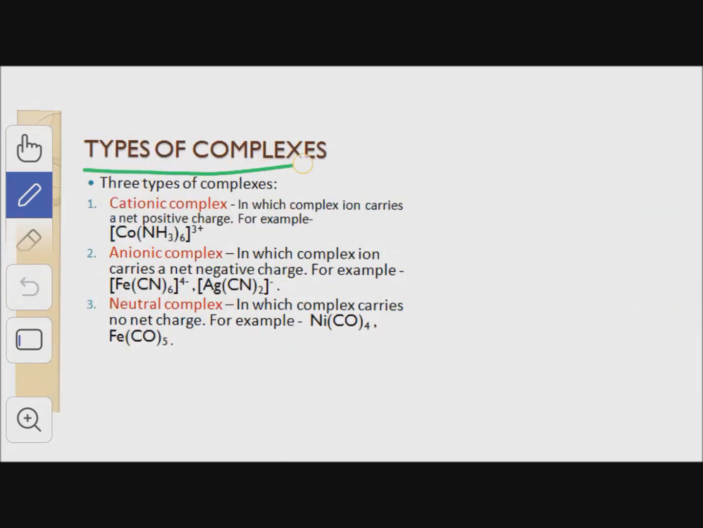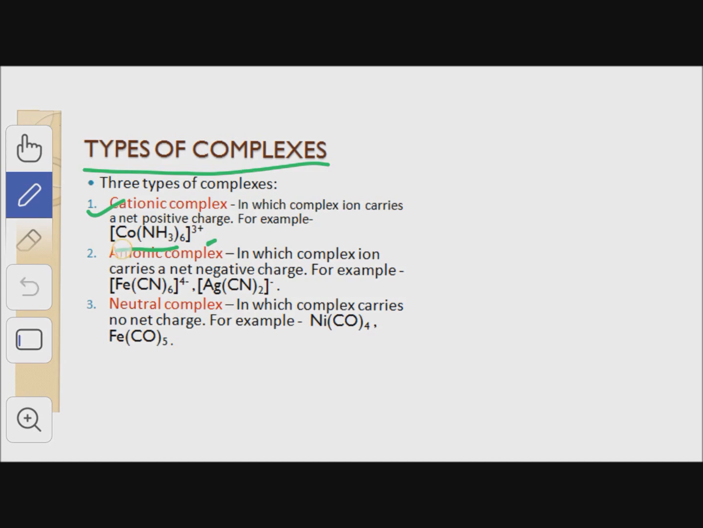Next is types of complexes. There are 3 types of complexes. The first one is the cationic complex, in which the complex ion carries a net positive charge. Here it carries a +3 charge.